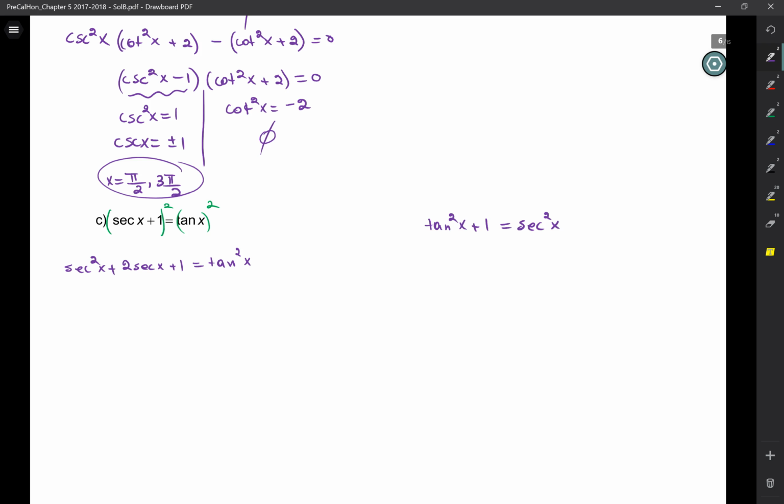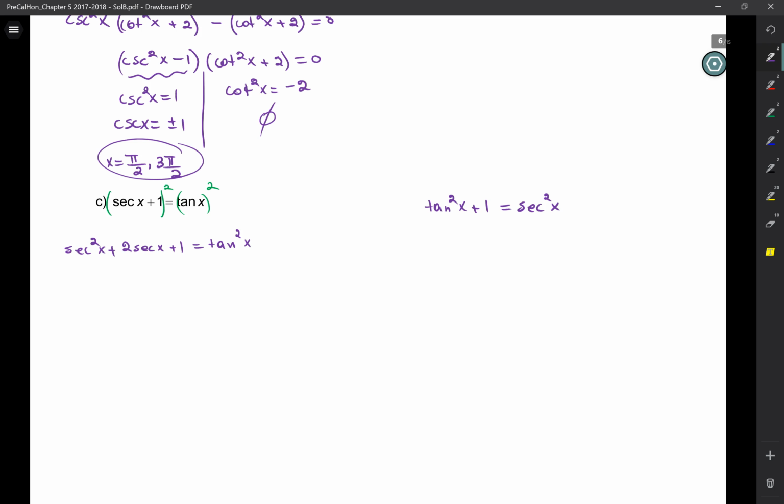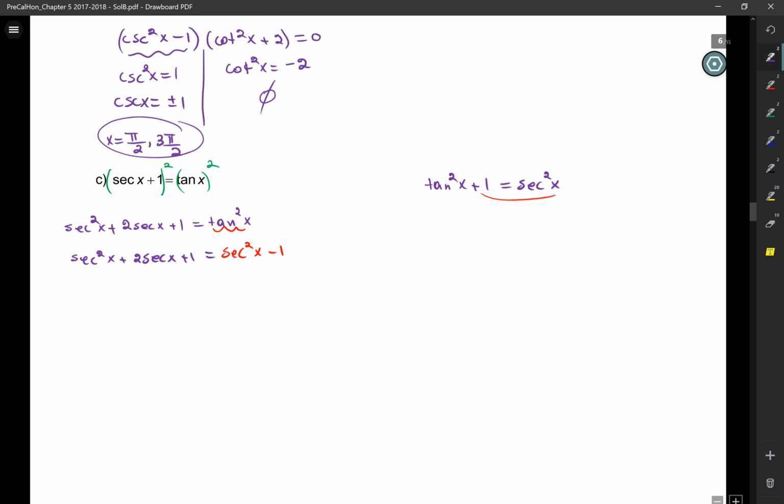All right, so now what is tangent squared x equal to? Secant squared x minus 1. So let's just copy down what we have here. Equals tangent squared x is secant squared x minus 1. And now look at what happened. What happens to the secants? They can cancel and go away. When you have identical terms on either side of the equal sign, you just get rid of them. So now I just have 2 secant of x equal to negative 2. Secant of x is equal to negative 1.